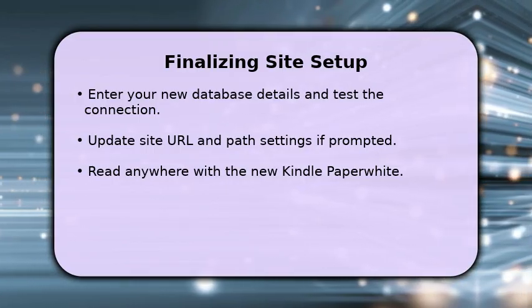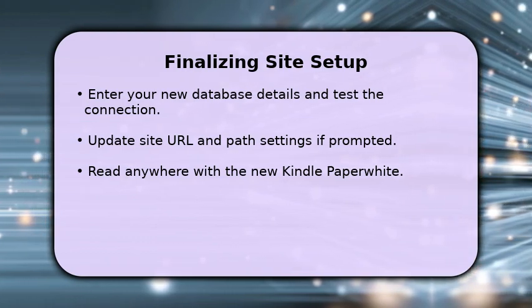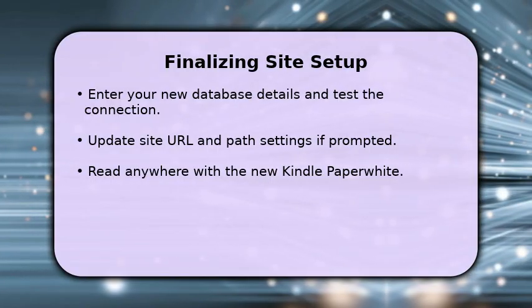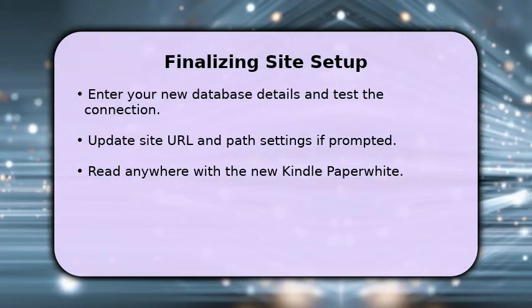Duplicator will then extract your site files and import the database. After this, you'll be prompted to update your site's URL and path settings, which is crucial for the new location. Finally, log into your new WordPress site to verify everything works perfectly.